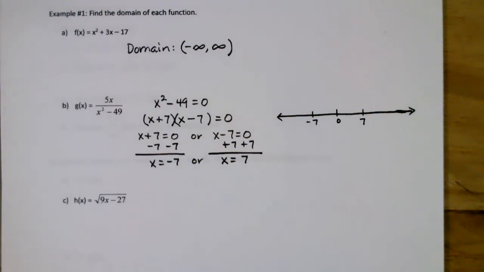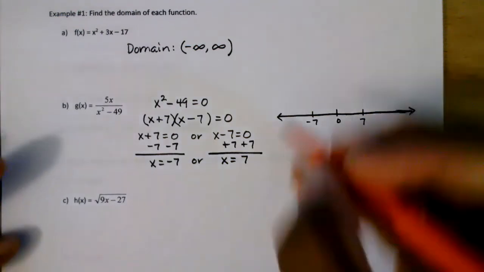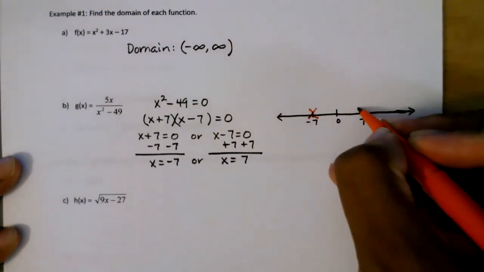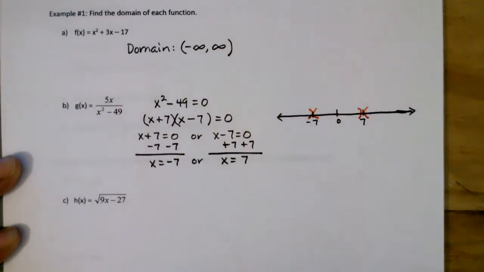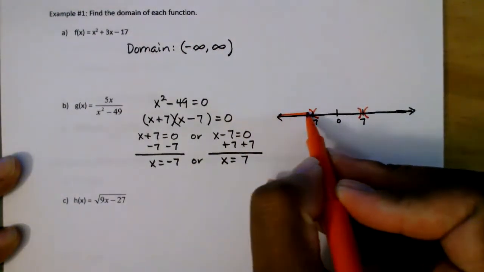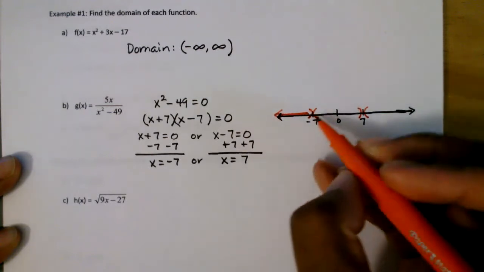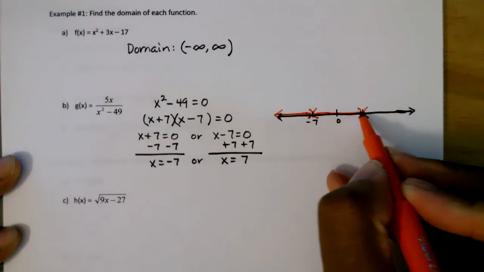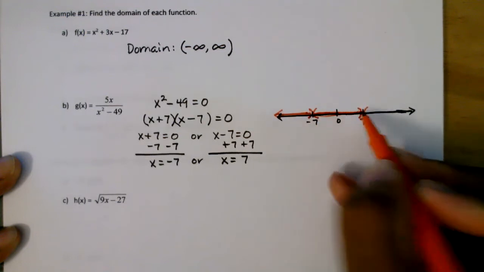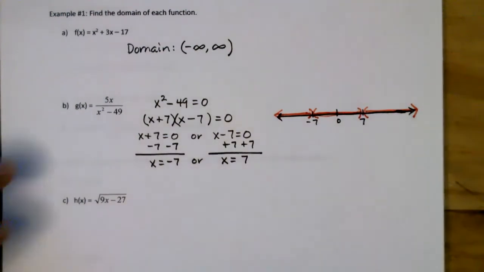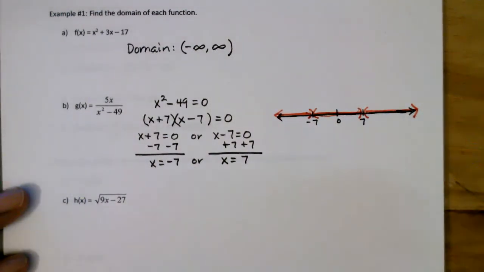So we know at negative 7, we're going to get a 0 in the denominator. And at positive 7, we're going to get a 0 in the denominator. Any x value less than negative 7 would work. So that's why I shade to the left. Any x value between negative 7 and 7 would work. So I'm shading in between. And any x value bigger than 7 would also work. That's why I shaded to the right.